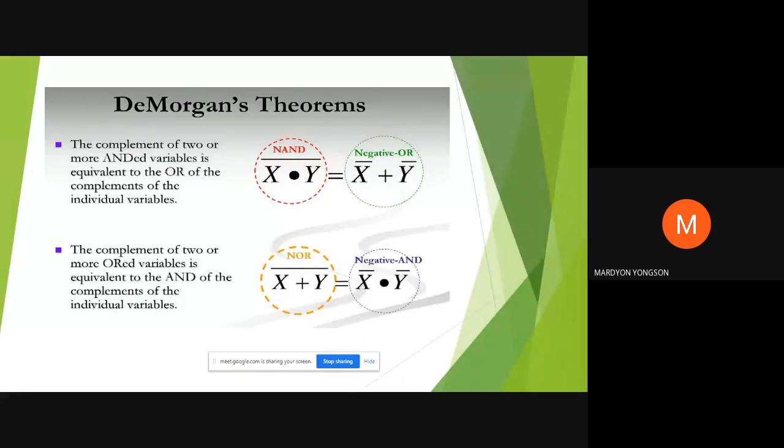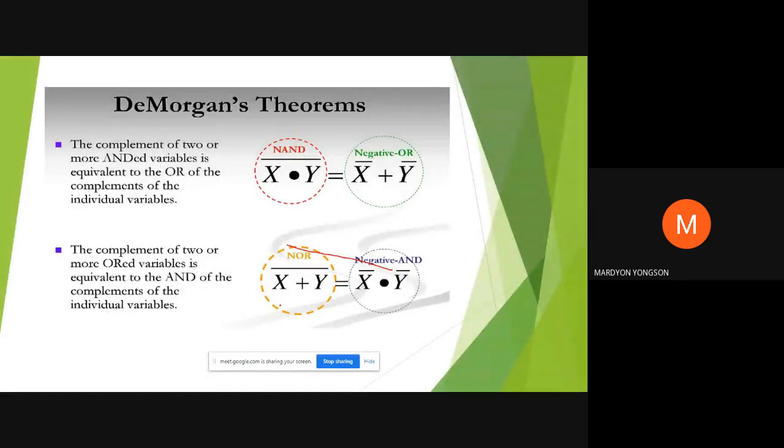So as you can see, complement of two or more AND gate variables is equivalent to the OR of the complement of the individual variables. And also the complement of two or more OR variables is equivalent to the AND of the complement of the individual variables. And for example, we have X plus Y na NOR gate is equals to negative AND gate. Ayan.